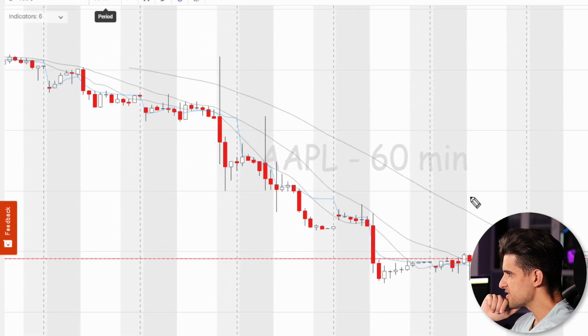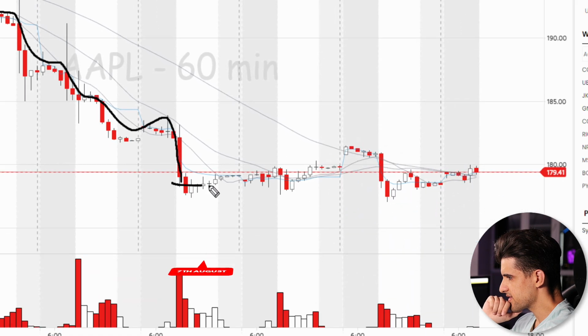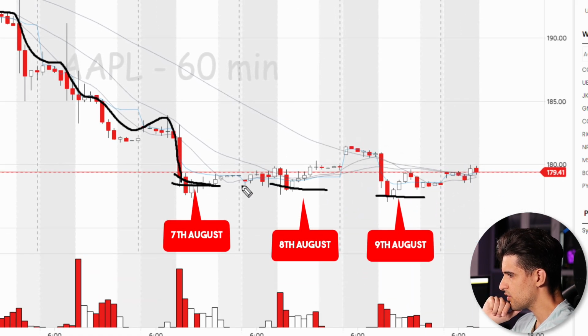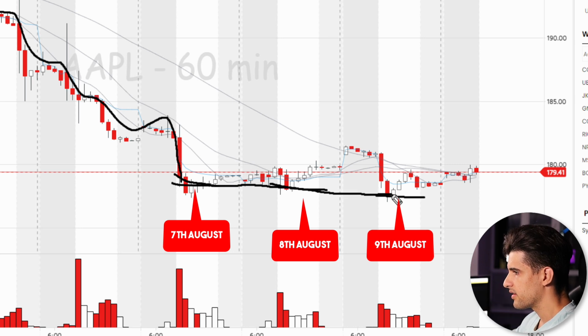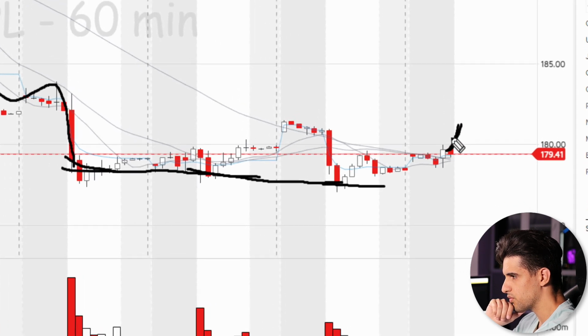So you could see on the 60-minute chart on Apple that we were kind of in a general downtrend until for the past 3 days, that's 7th of August, 8th of August and 9th of August, we started holding this bottom. The combination of this bottoming on the 60-minute chart along with what we saw on the daily chart gave me an idea that today we could actually bounce or go to the long side. However, I could see that the previous day was a red day.